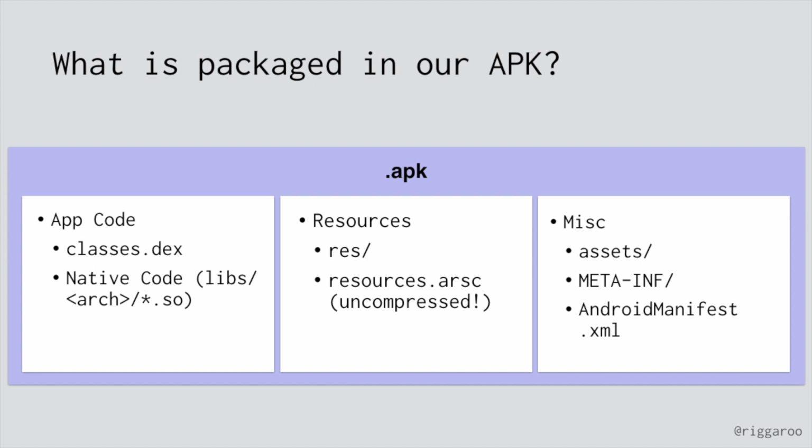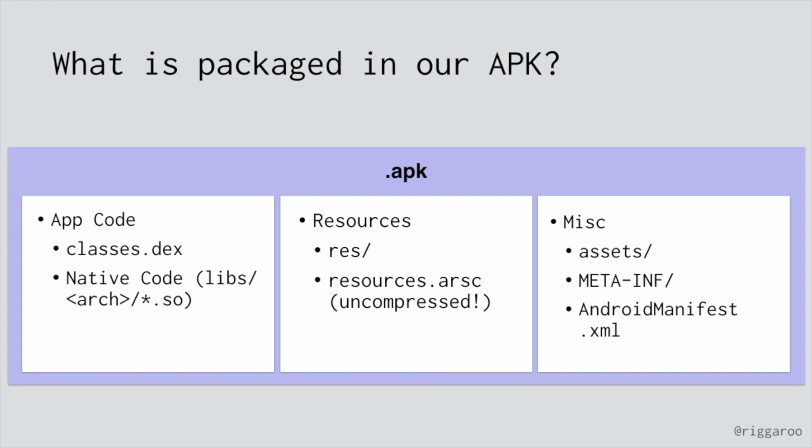So the first set of things is your app code. Obviously your code needs to go somewhere. So this is transformed into your classes.dex file and your native code. So this is your C++ code that you've written that's running on your different architectures if you need to.